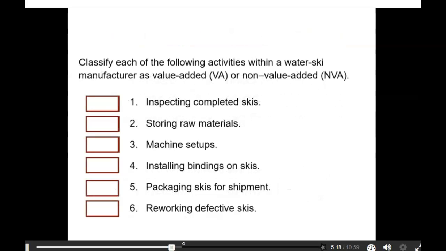Classify each of the following activities within a water ski manufacturer as value-added or non-value-added. Inspection is always non-value-added.